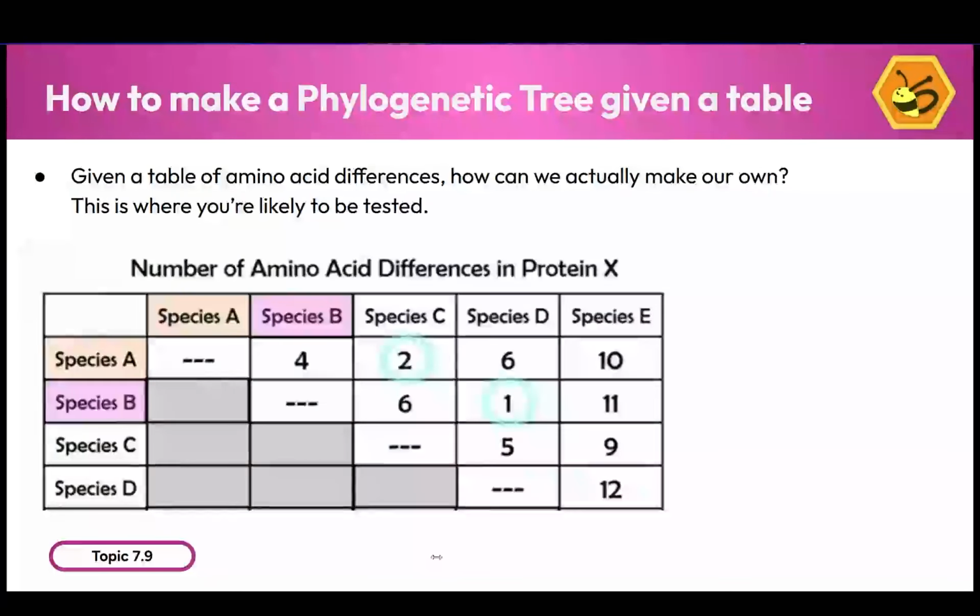This isn't on the CED, but I saw it on my own FRQ when I took the exam, and this is probably where it gets hard. Given a table of amino acid differences, how can we make our own tree? Making your own tree is actually hard, and I didn't want to explain it by myself, so I found a really cool video with animations that I'm going to play to show how to craft a tree.